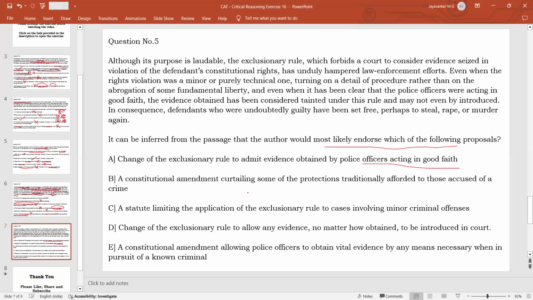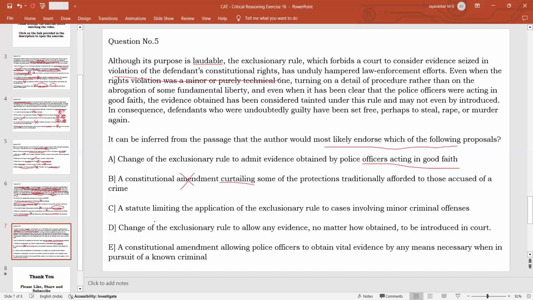Option B, a constitutional amendment curtailing some of the protections traditionally offered to those accused of crimes. Curtailing means restricting. So it says that there should be an amendment to restrict some of the protections available, meaning some of the constitutional protections available to the criminals should be removed. No, he's not saying that. He says that the violation of the defendant's constitutional rights is definitely not correct. So that is why the exclusionary rule is laudable. So here he will not be supporting any constitutional amendment restricting the constitutional rights of the criminal. So this is not something he will be endorsing.